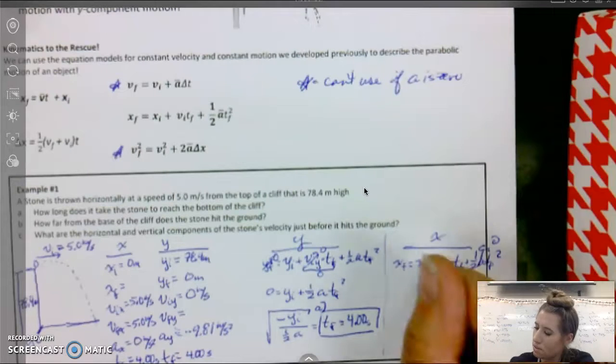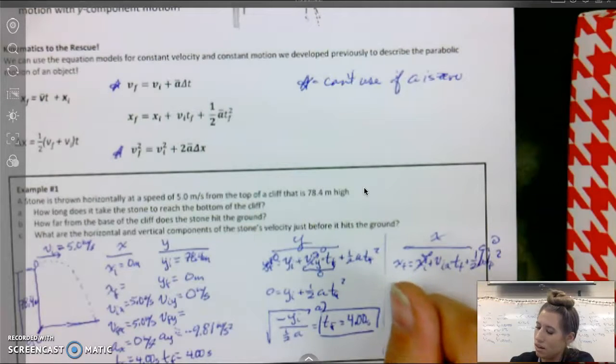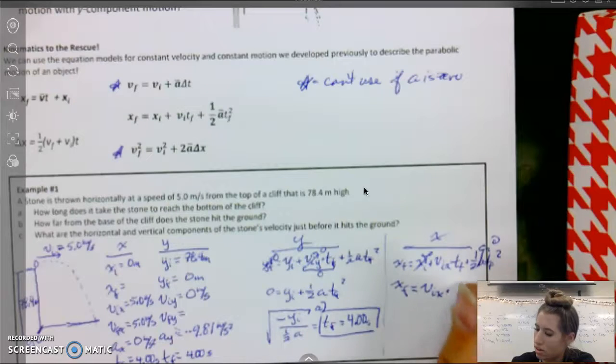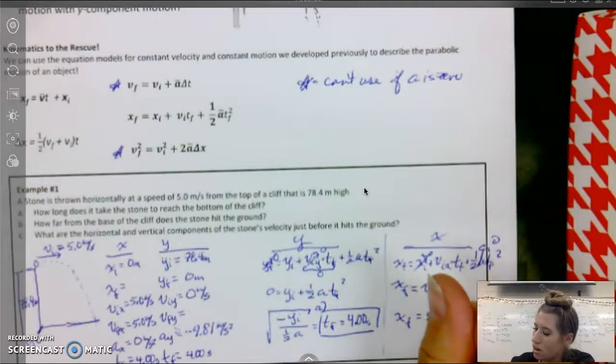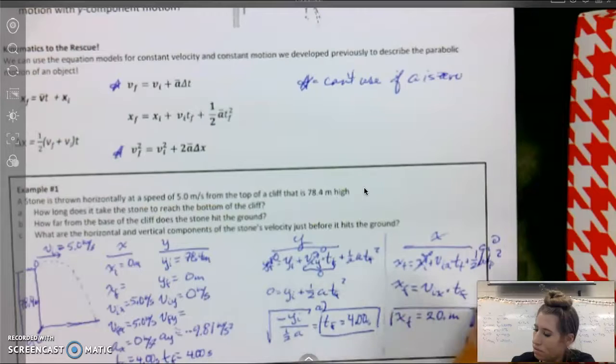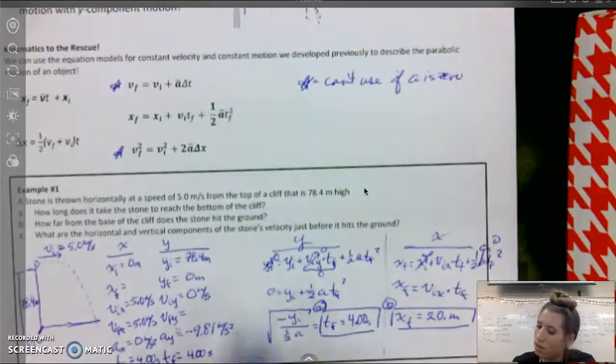Acceleration is 0, x initial is 0. Okay? And so that would mean that our x final is equal to velocity initial in the x direction multiplied by t final. And we have all that information. We know what the initial velocity is, and we know what the time is. So we'll have initial velocity of 5 meters per second multiplied by 4 seconds. This was 2 sig figs, so we'd have 20 meters. Okay, so there's A, there's B. C.